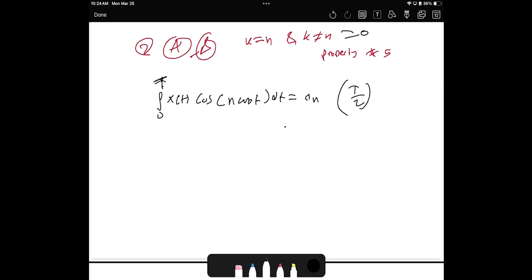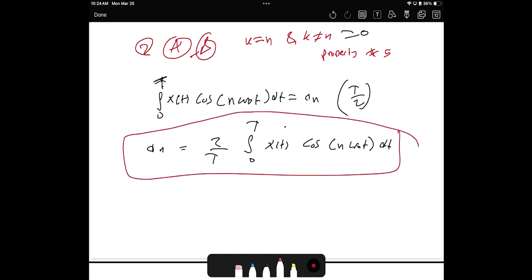That is the integral, so we need to calculate a sub n. a sub n will be 2 over T, the integral from 0 to T of x(t) cosine n omega naught t dt, using the property. Okay? Does this make sense? It's just like the evaluation of integrals.